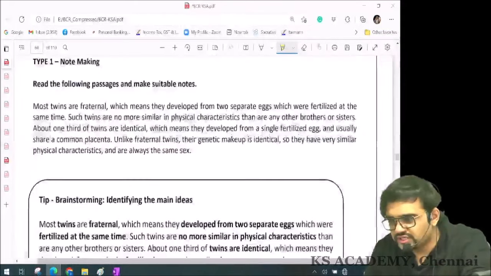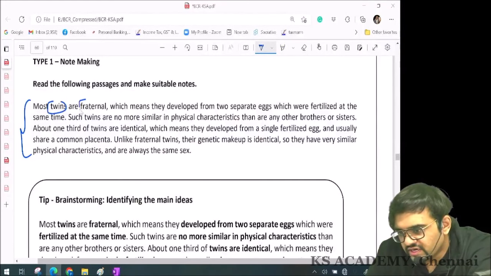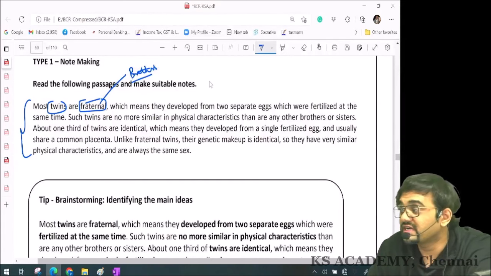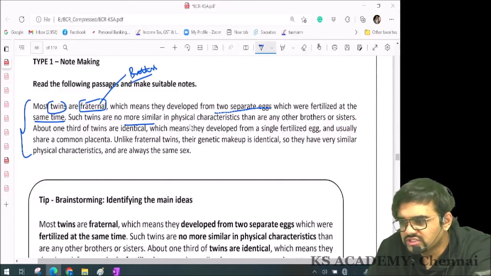If you understand here, this is the sentence. Most twins are fraternal twins. What do you mean by fraternal? Fraternal means generally brothers. Fraternity means brothers. Fratricide, correct? Which means they are developed from 2 separate eggs which were fertilized at the same time. Such twins are no more similar in physical characteristics than other brothers or sisters.